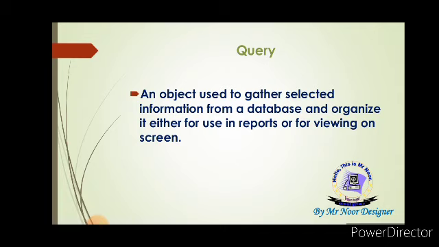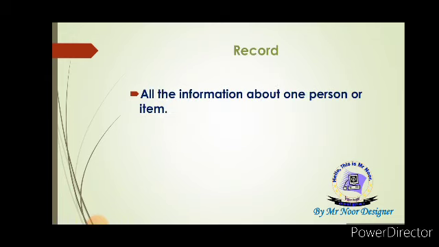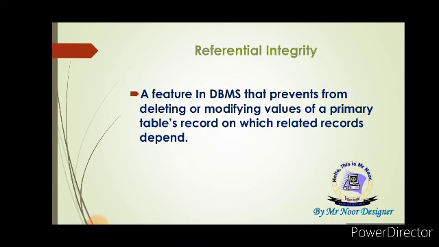Query, an object used to gather selected information from a database and organize it either for use in reports or for viewing on screen. Record, all the information about one person or item. Referential integrity, a feature of a DBMS that prevents deleting or modifying values of a primary table's record on which related records depend.